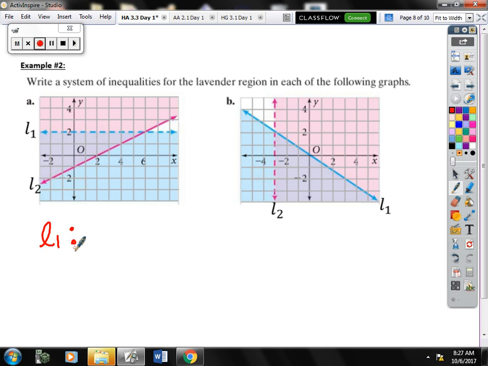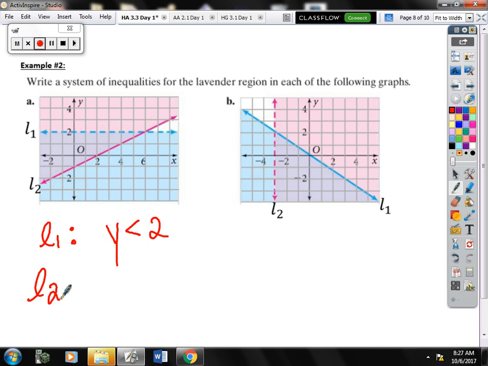I would start out by looking, first of all, it's a horizontal line, which we know is usually y equals something. But it has a dashed line, and the blue is being shaded underneath, so that would be what symbol? Here, a less than. So this should be just y is less than 2. Okay, the slope is 0 technically, so 0x plus 2.